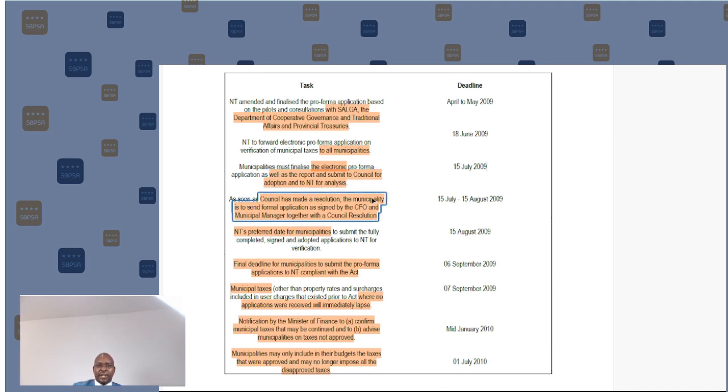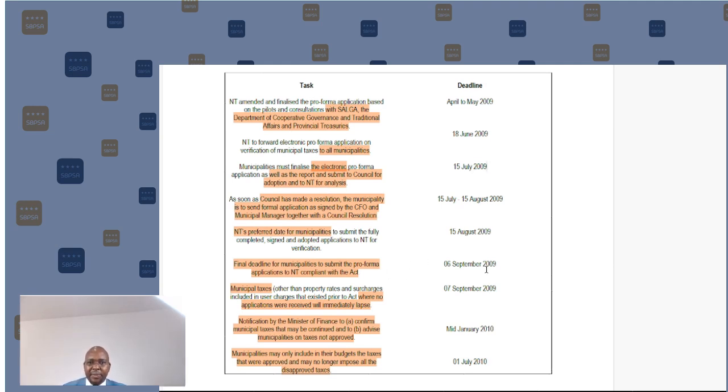I would have prepared to say signed by the municipal manager and the CFO, all right, to the National Treasury, accompanied by the council resolution. That should happen between the 15th of July and the 15th of August 2009. Then National Treasury would prefer that the municipality submit the full completed, signed and adopted application for National Treasury verification. That should happen on the 15th of August 2009. Okay, that is what is required by the National Treasury.